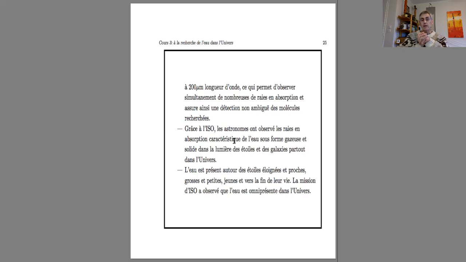You could summarize the findings by saying they found water vapor and solid water ice in stars, or near stars that are close to Earth, far from Earth, the big stars, little stars, young stars, old stars. They really found that water is present throughout the universe.